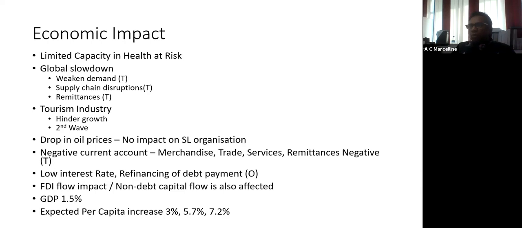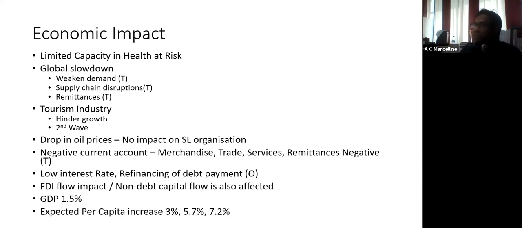Global slowdown everywhere you could see. Yeah, it has weakened the demand. So when demand weakens, there are big names that have shut down, big names that have been operating with high margins. They're shut down, right? So that has caused supply chain disruptions. Anybody who has joined new, you will know why I put T over there. The T is for threats, because we don't have any control over it.